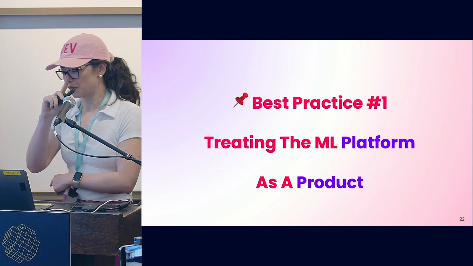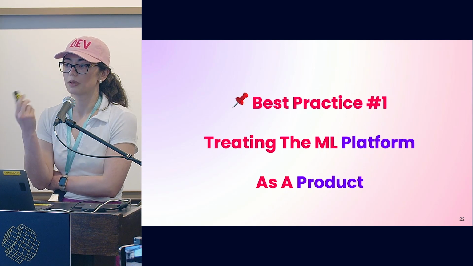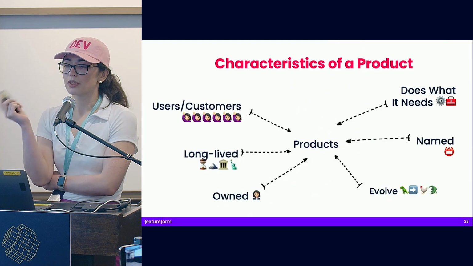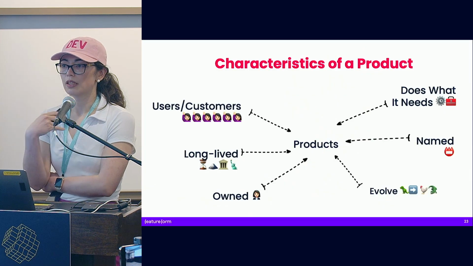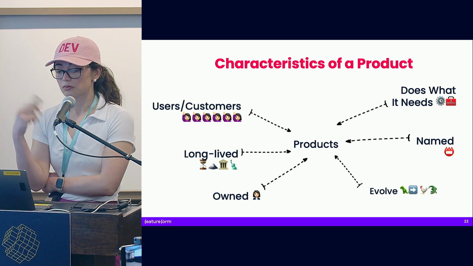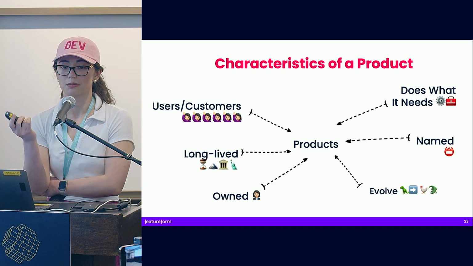Okay, so first off is treating the ML platform as a product. Having that mindset is something that really is kind of missing. So what are the characteristics of a product? When I think of a product, and probably when you think of a product, there are a couple of things that stick out. First off, it has an owner and it has users or customers.